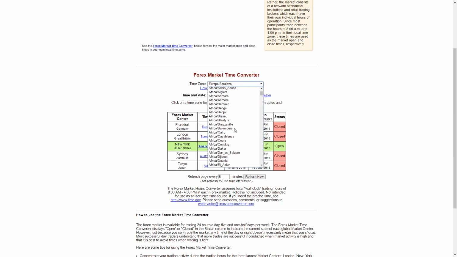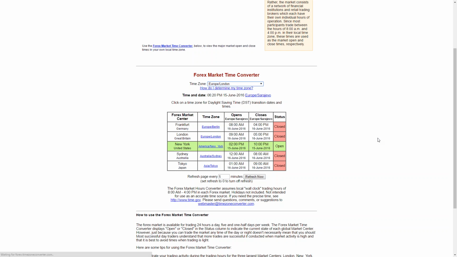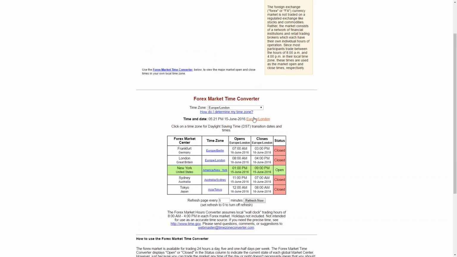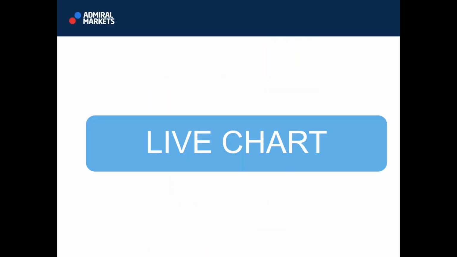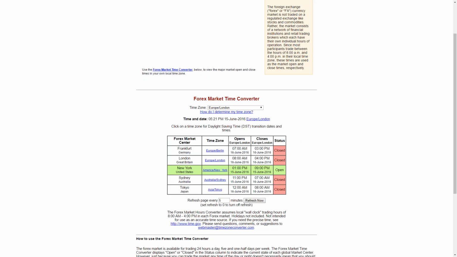So you can pick your time zone. Let's say you are in London time zone, Europe London time zone is GMT plus 1. So this is the time in London now, and you see it's different time for them. Tokyo starts at 12 a.m. So guys, this is important. Really, this is very important for you to know. Okay. And also, what important thing is on Admiral Markets Supreme Edition, you can actually see, I will show you now.